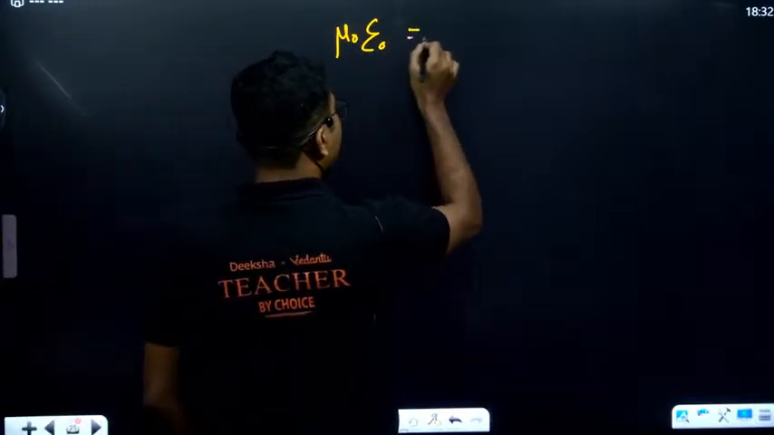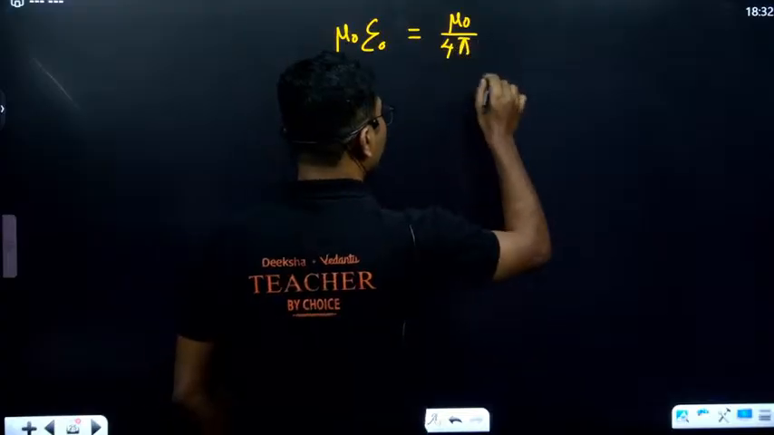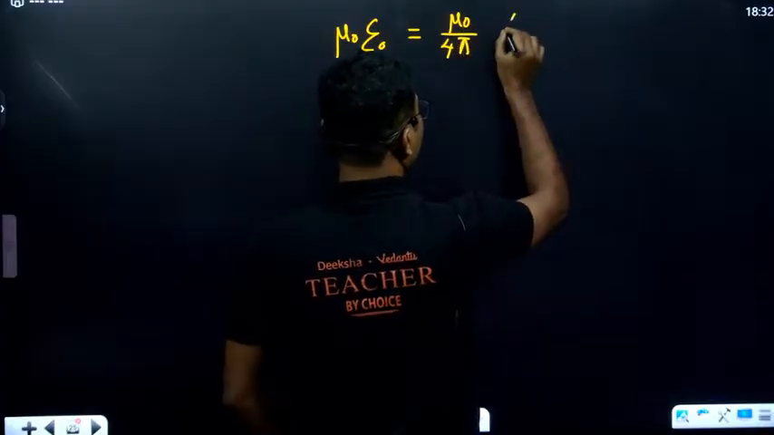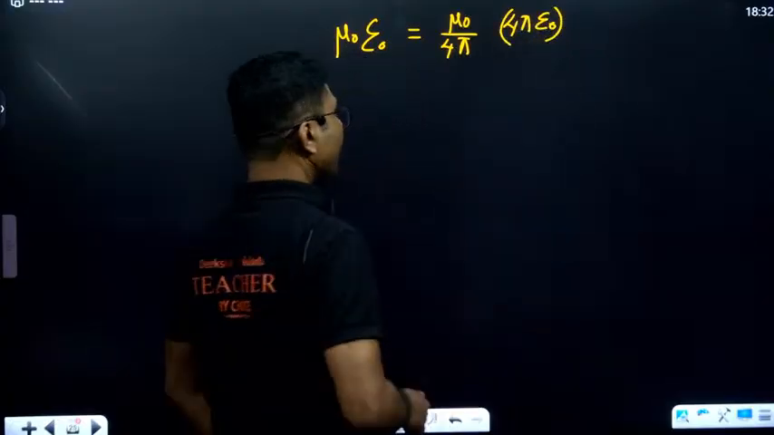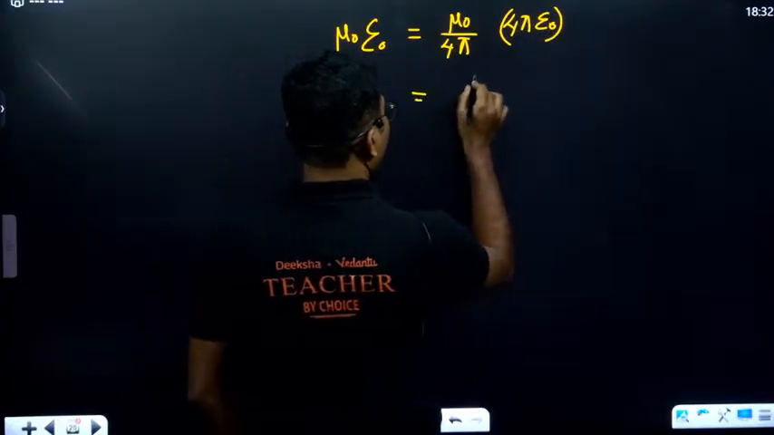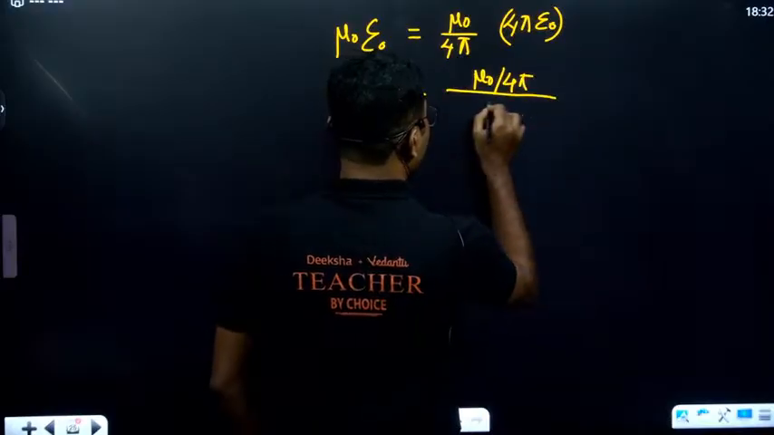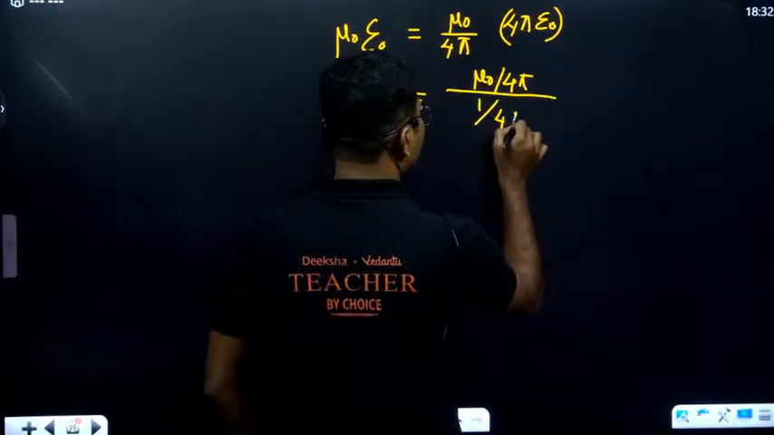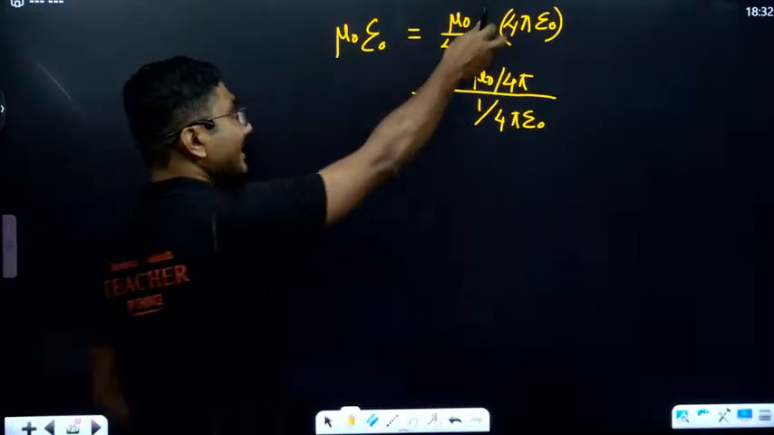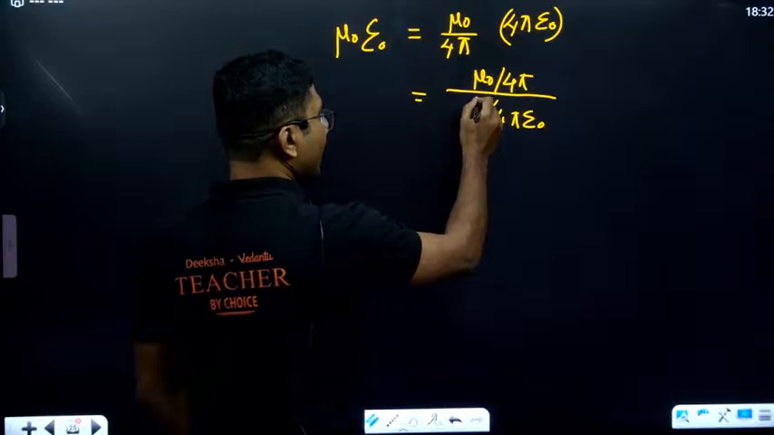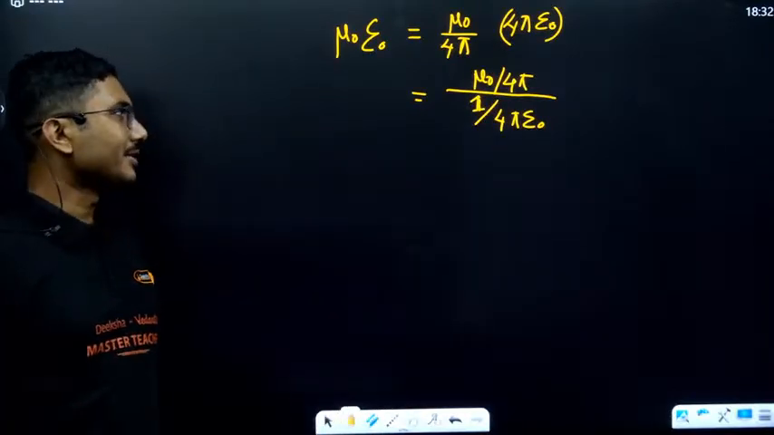Now we know that mu naught by 4 pi has a fixed value. So we divide it by 4 pi, we multiply it by 4 pi. Now we also know that if we write it as 1 by 4 pi epsilon naught, this also has a fixed value, right? It was there in the multiplication, so we have to bring it as a division of division. That's why we are writing it like this.